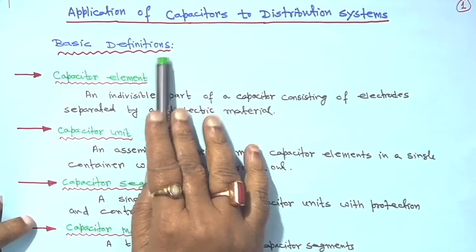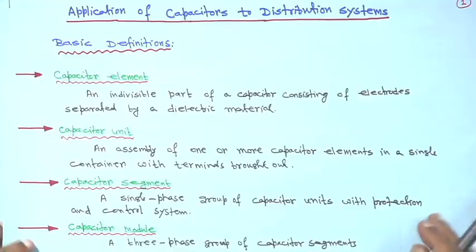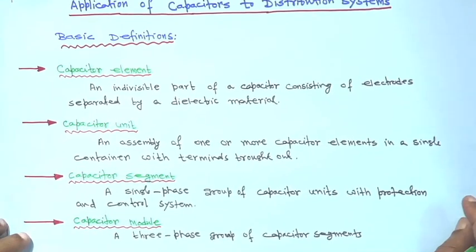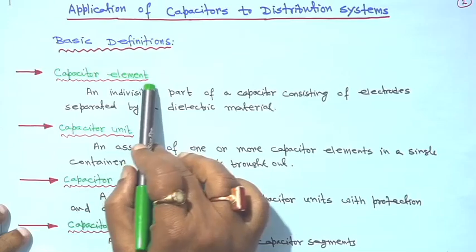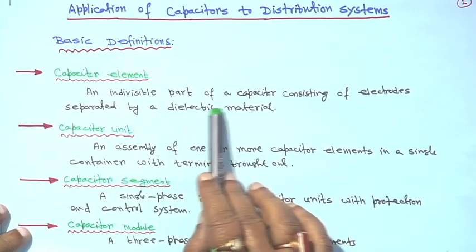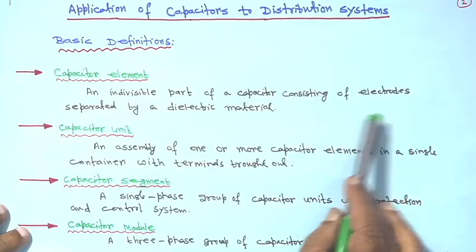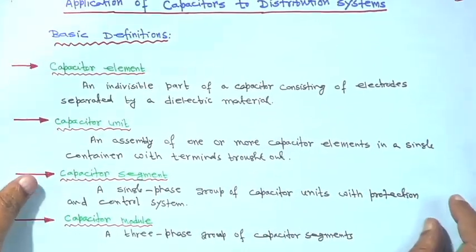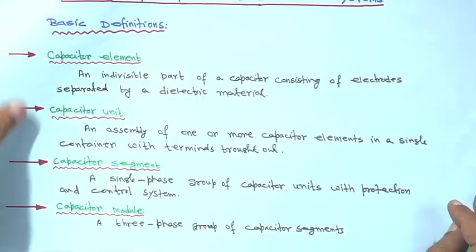So first, some basic definitions. Actually we will not talk about the construction and other things of capacitors, but some general ideas. So the first thing is the capacitor element. As you know, it is an indivisible part of a capacitor consisting of electrodes separated by dielectric material; perhaps you might have seen this in the laboratory also.